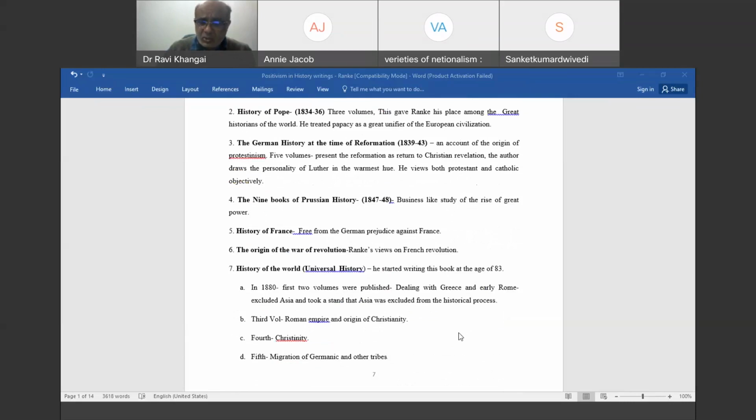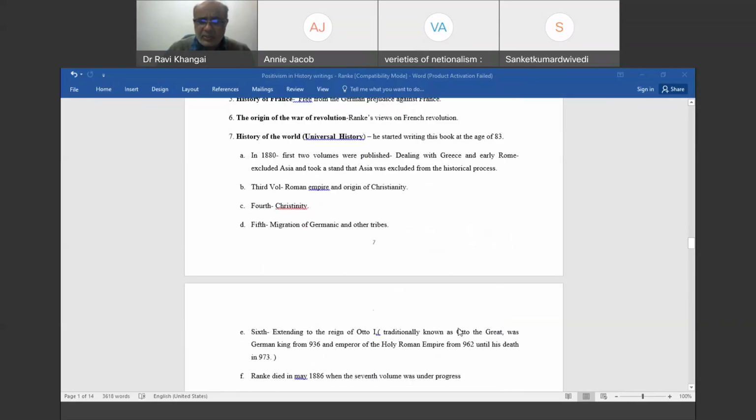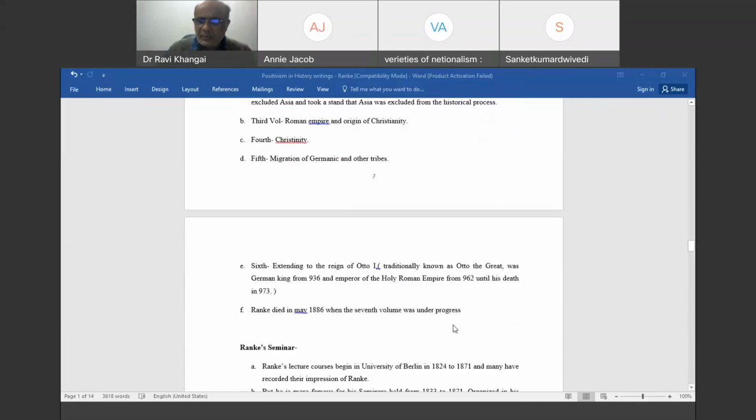In 1880, the first two volumes were published, which deal with Greece and early Rome. Then the third volume was published, which deals with the Roman Empire. Then the fourth on Christianity. The fifth on the migration of German people to European countries in ancient times. The sixth talks about the Roman Emperor Otto I. And the seventh volume, when he was writing it, he died.